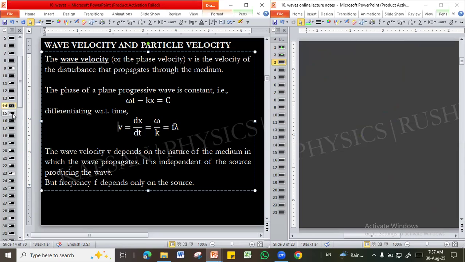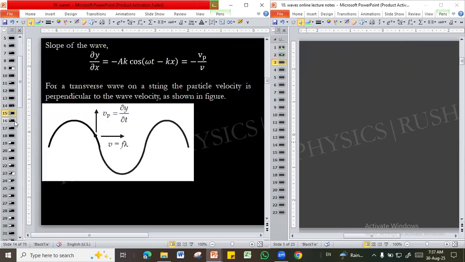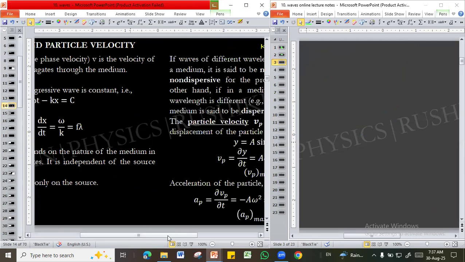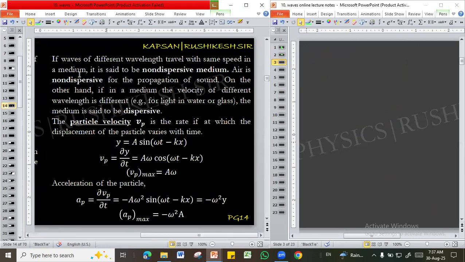Now, let's move on to the next slide. Okay, before that, let us check. Is there anything extra? Okay, here. Let us try to read this. If waves of different wavelength travel with the same speed in a medium, the medium is said to be non-dispersive. Air is a non-dispersive medium for propagation of sound. On the other hand, if in a medium the wave velocity of different wavelengths is different, for example, light in water or glass, then the medium is said to be dispersive.